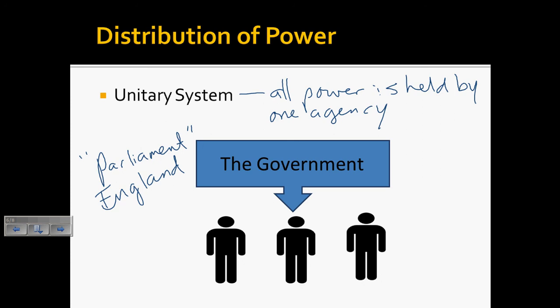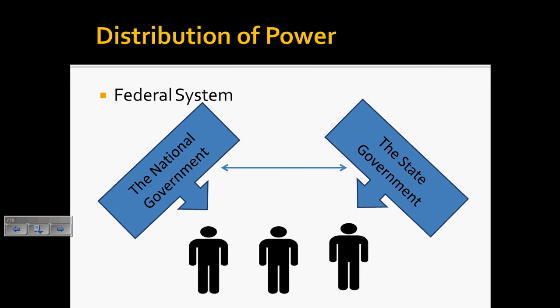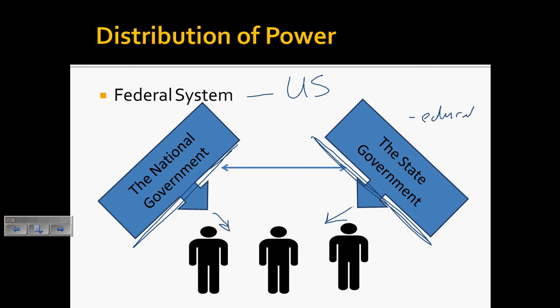Now we have what we have in the United States, which is known as a federal system. On one side of the equation, you have the national government. On the other side, you have the state government. The national government has authority over the people, just the same as the state government has authority over the people. Just different kinds of authority. State government, let's say, might deal with education. National government might deal with immigration, although of course controversial today.